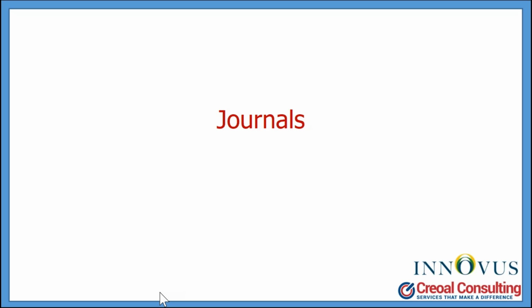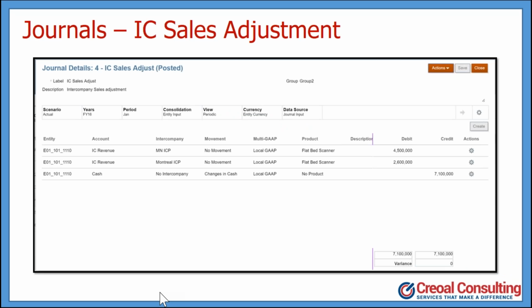Okay. So finally, I'm just doing a quick time check here. We've got 11 minutes. Journals. What you see here is an example of how journals can be recorded leveraging FCCS. Tom, maybe you can add some color commentary here.